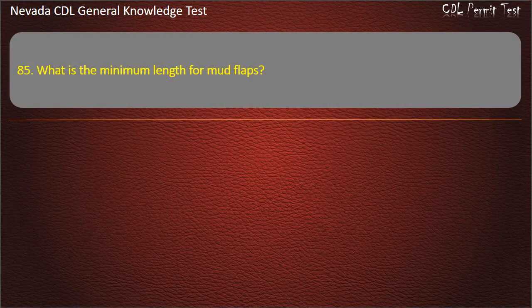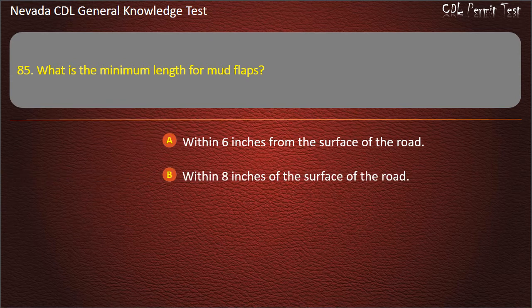Question 85. What is the minimum length for mud flaps? Within 6 inches from the surface of the road. Within 8 inches of the surface of the road. Within 10 inches of the surface of the road. Answer. Within 8 inches of the surface of the road.